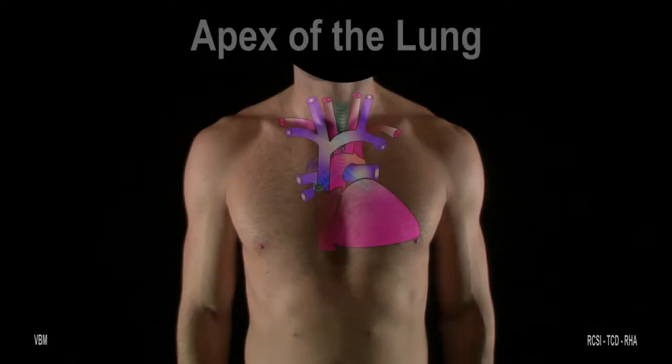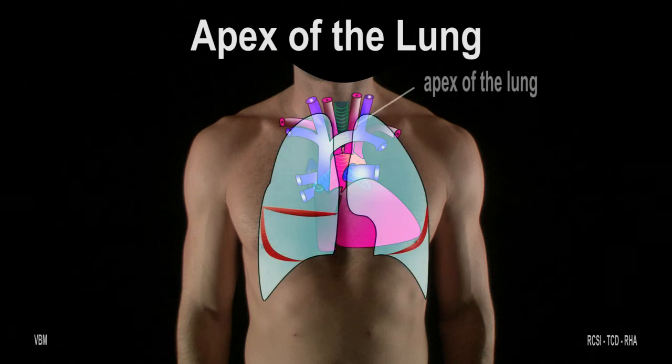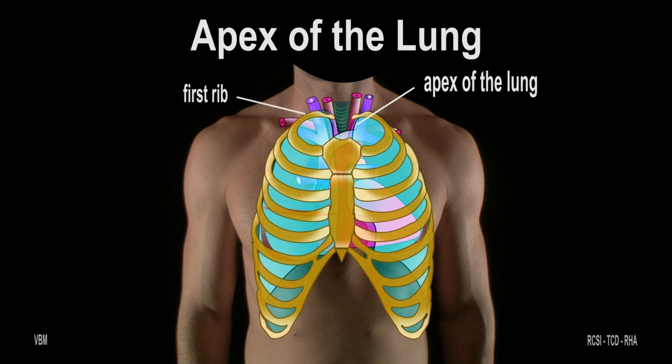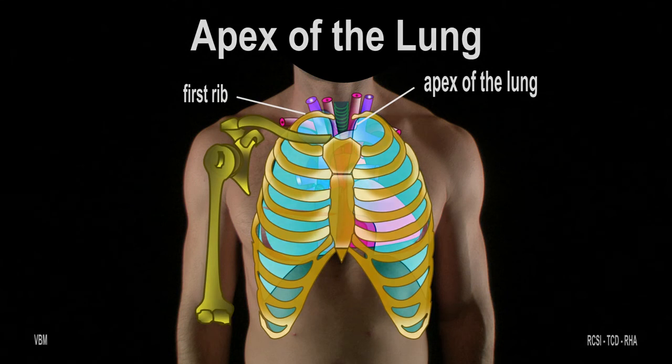The lungs. Apex of the lung. The apex of the lung rises as high as the neck of the first rib. Note, this is above the clavicle, and it fills the cupola of the pleural sac.